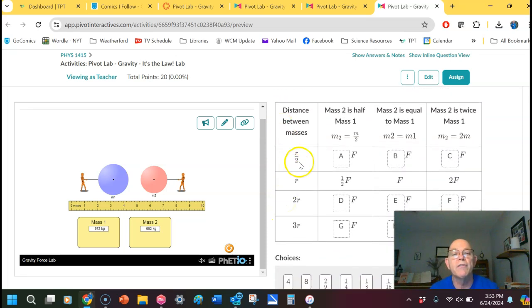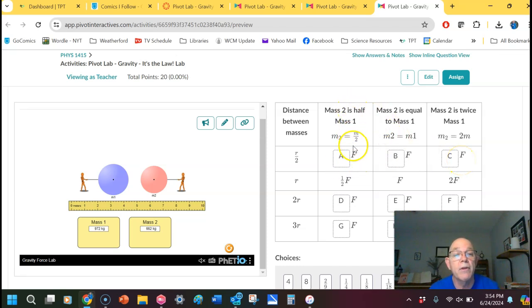For example, if the distance between the masses is divided by 2, r divided by 2, that would be half. The inverse of 1/2 would be 2. Flip it over, 2 over 1 instead of 1 over 2. And then you would square that. 2 squared is 4. So this would make all of these going across here 4 times as much.